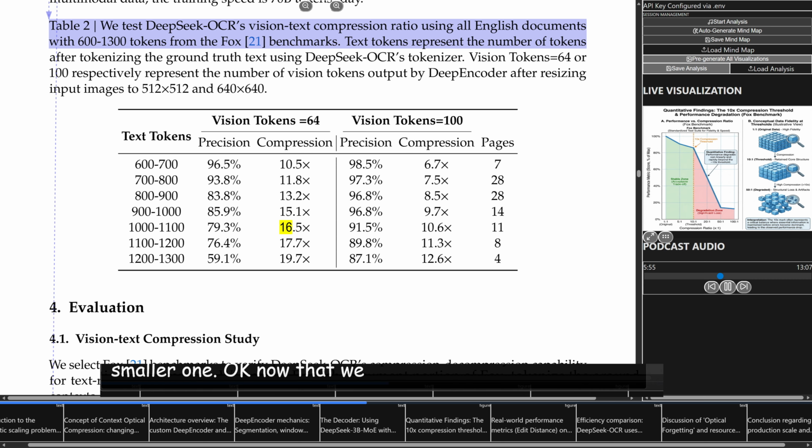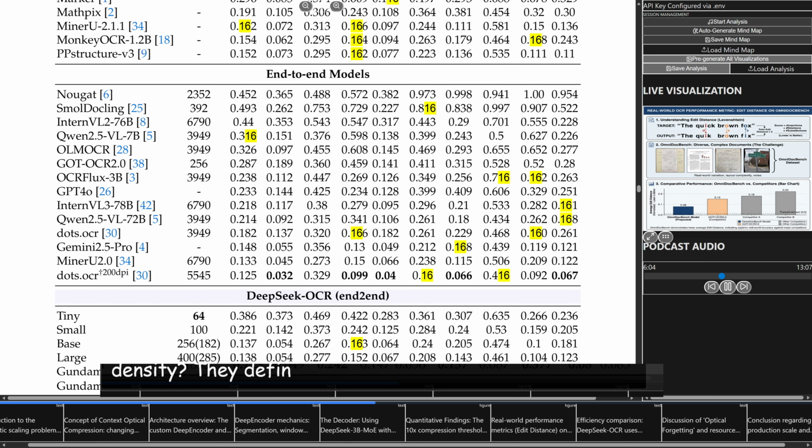Okay, now that we understand the engine, let's get to the core quantitative finding here. This 10x threshold. What is the actual boundary of information density? They defined a really critical metric for this, the compression ratio. It's simple, really. It's the number of text tokens in the original document divided by the number of vision tokens the model uses to see it. And they used the Fox benchmark to test this with their low token modes, tiny mode with 64 vision tokens and small with 100. So what did the data show?